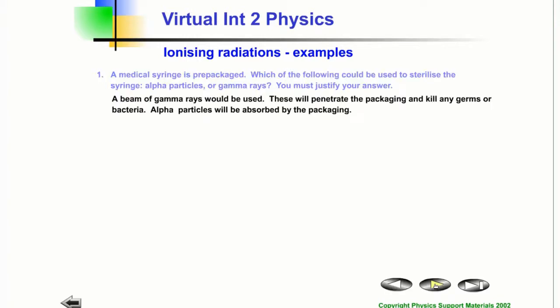The answer would be a beam of gamma rays would be used because these will penetrate, i.e. go through the packaging and kill any germs or bacteria. Alpha particles would be absorbed by the packaging.